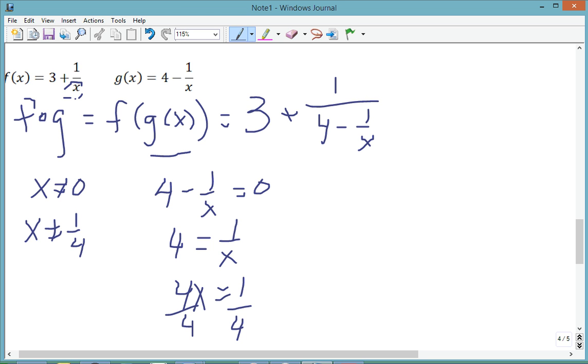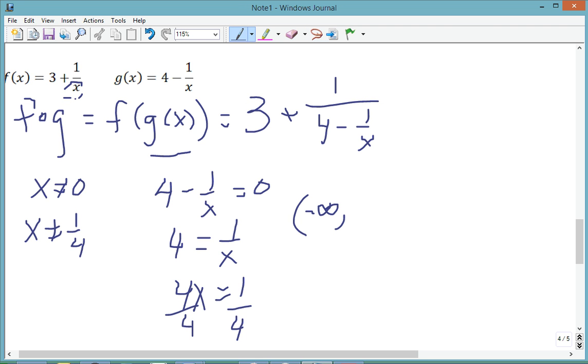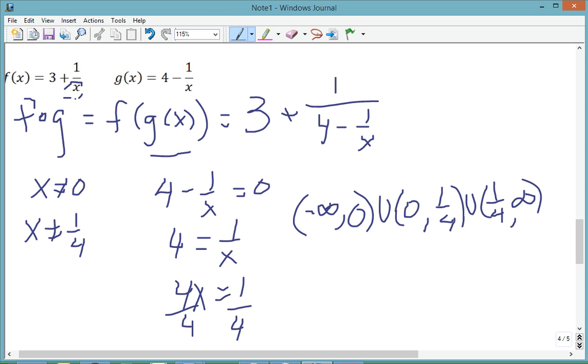Okay, so I would write my domain in interval notation as negative infinity up to 0. I want to make sure I get these in order. 0 to 1/4. And then 1/4 to infinity. Okay? So that would be the domain of this function, f composed with g.